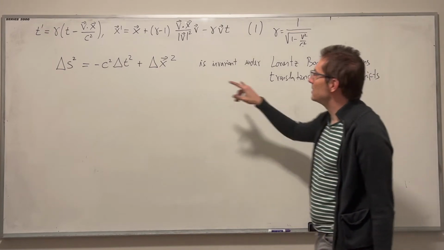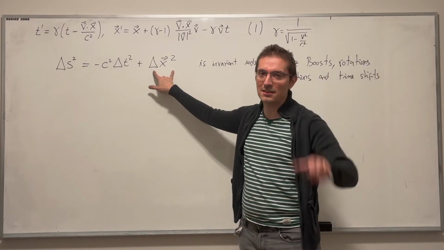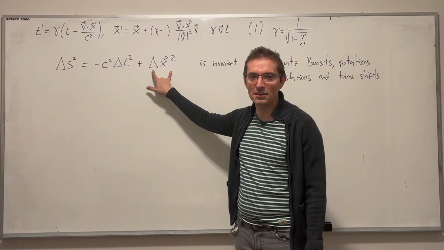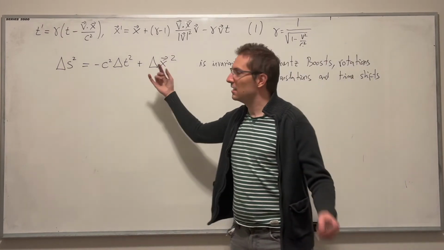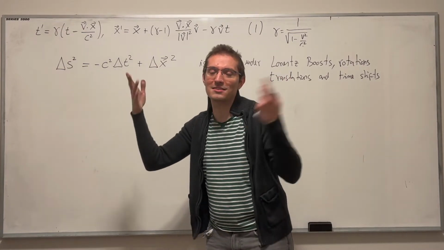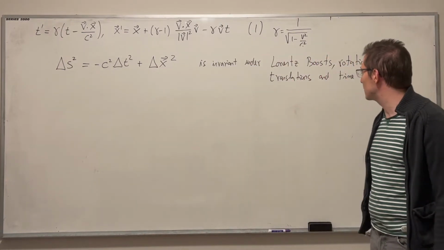Under rotations, it's very easy. This is the modulus square of the spatial distance between the two events. So that's invariant under rotation, it is the magnitude. It's also invariant under translations, right, it is the delta. So if I shift the two coordinates, nothing happens. The distance keeps being the same.